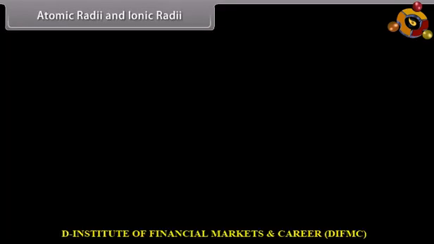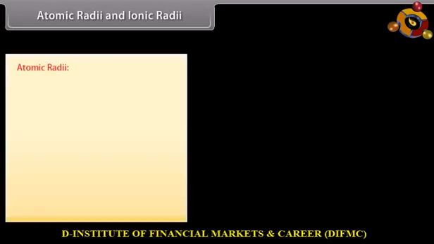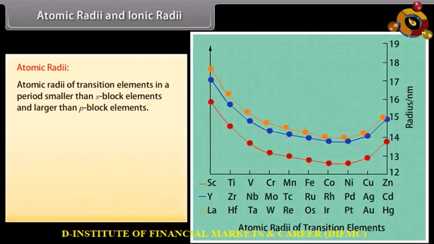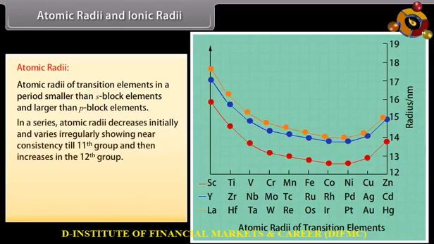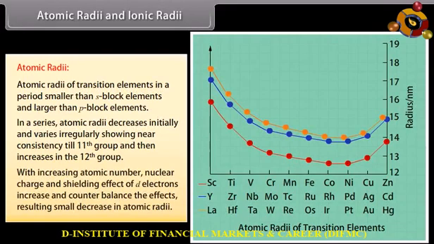Atomic radii and ionic radii. Atomic radii of transition elements in a period are smaller than S block elements and larger than P block elements. In a series, atomic radii decreases initially and varies irregularly, showing near consistency till 11th group and then increases in the 12th group. With increasing atomic number, nuclear charge and shielding effect of d electrons increase and counterbalance the effects, resulting in small decrease in atomic radii.